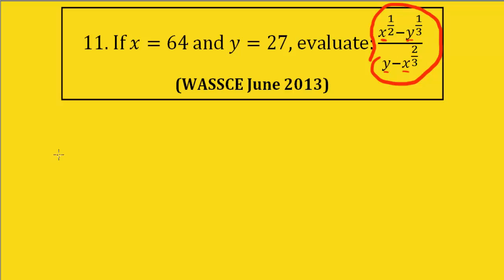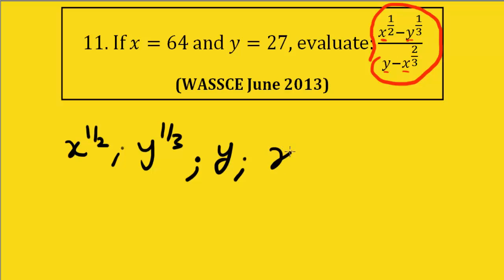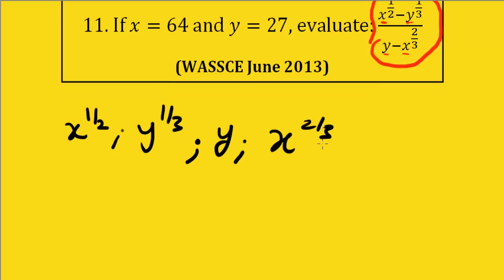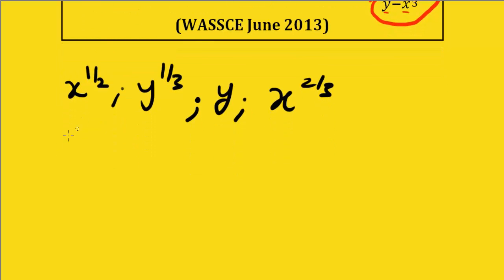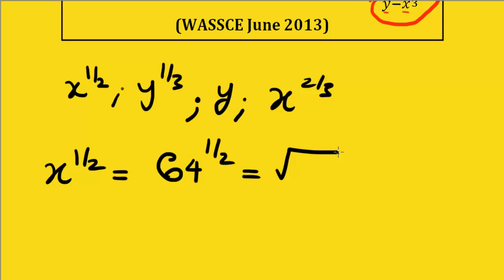Let's break this problem down into steps. In the overall expression, you have a term called x to the half. You have y to the 1 over 3. You also have y, and we have x to the 2 over 3. So let's start with x to the half. Don't forget x is 64 and y is 27. So x to the half is 64 to the half, which is the square root of 64, which we all know is 8.